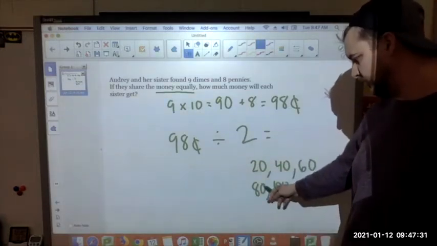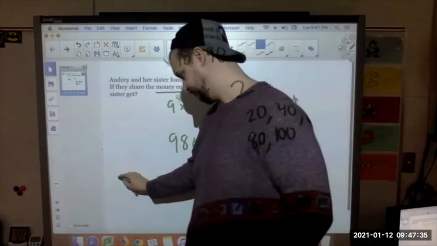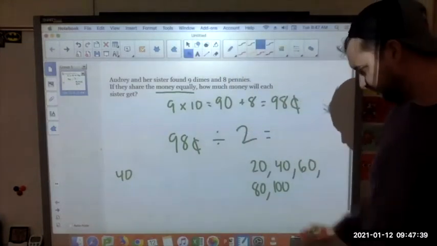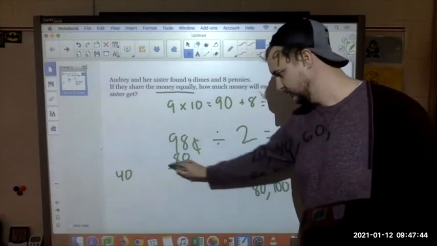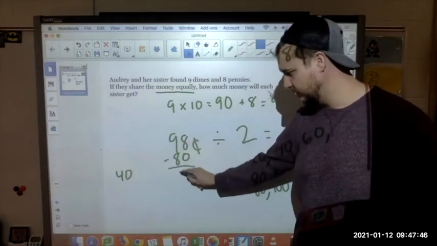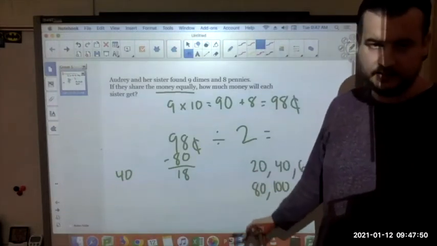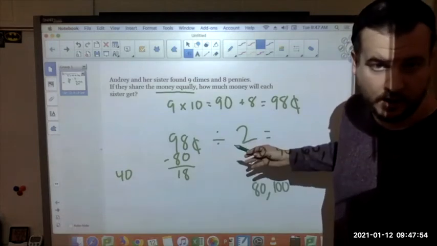So 1 I can share right here would be 40 cents. Okay, so I've got to subtract 80 from this, which would equal 18. That's a lot more manageable. 80 divided by 2 equals 9.